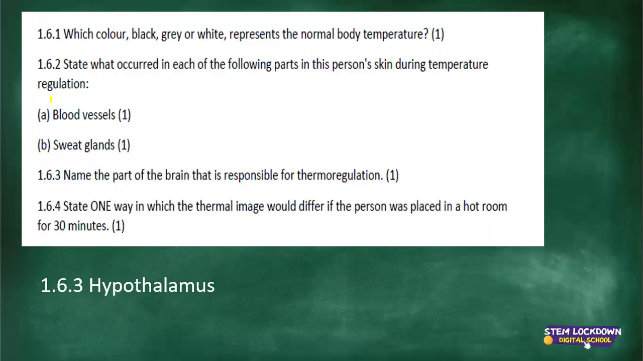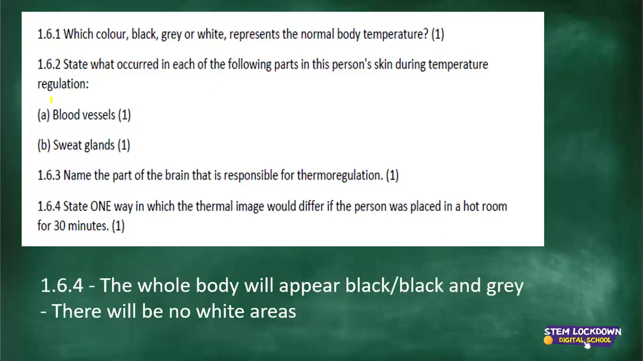Then 1.6.4, state one way in which the thermal image would differ if the person was placed in a hot room for 30 minutes. So if a person was placed in a hot room for 30 minutes, this whole body will appear black or black and gray, and there will be no white areas. Why? Because the skin also will be very, very hot due to the temperatures in the room. It would be feeling hot.